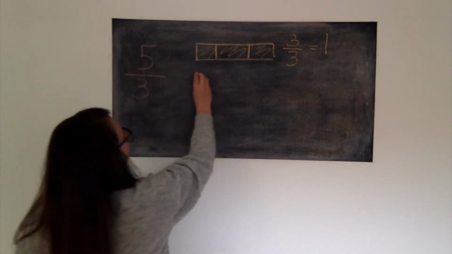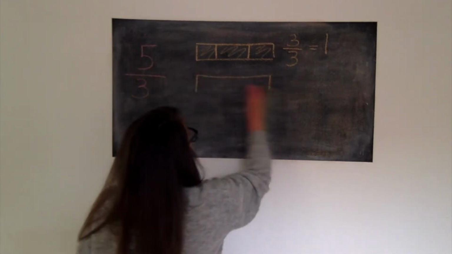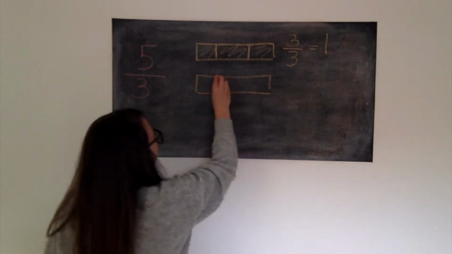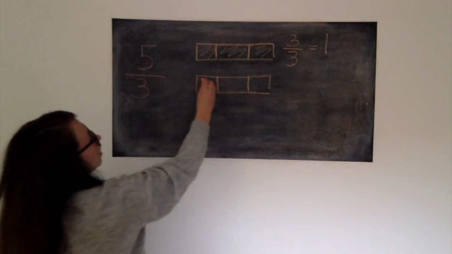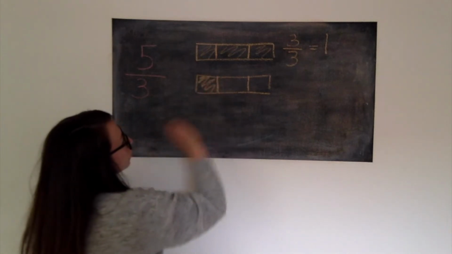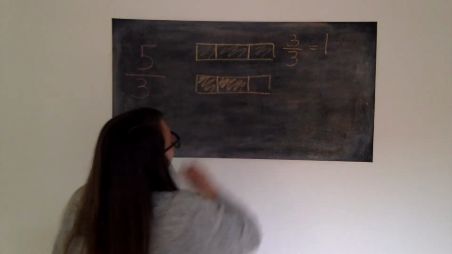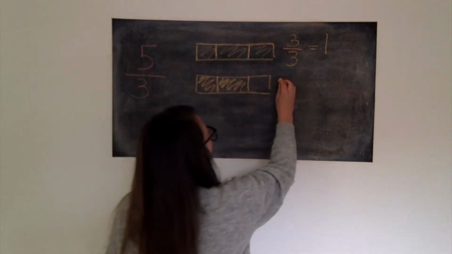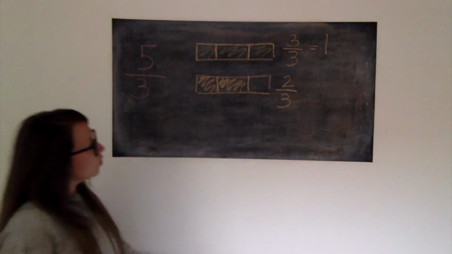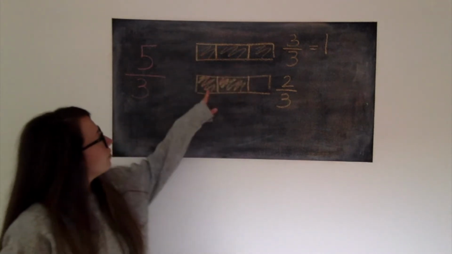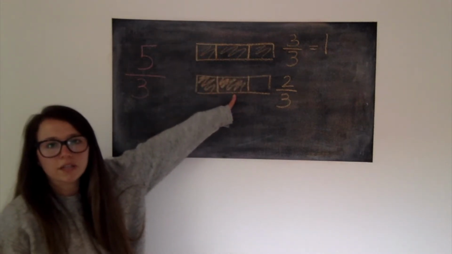So I now need to draw another bar, the same size. Still going to split it into 3 because that's my denominator. Already got 3/3. And one more third is 4. And another is 5/3. So out of this bar I've shaded 2/3. In total, I've got 1, 2, 3, 4, 5/3 shaded.